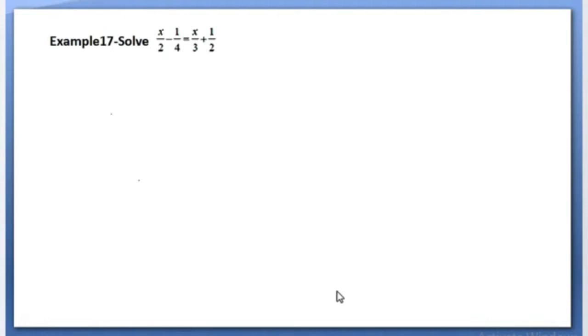I will now explain the problems on reducing equations to simpler form. Here we can see example 17: x/2 minus 1/4 is equal to x/3 plus 1/2.